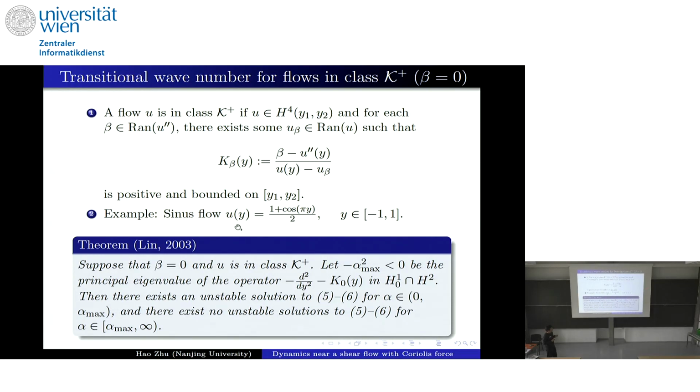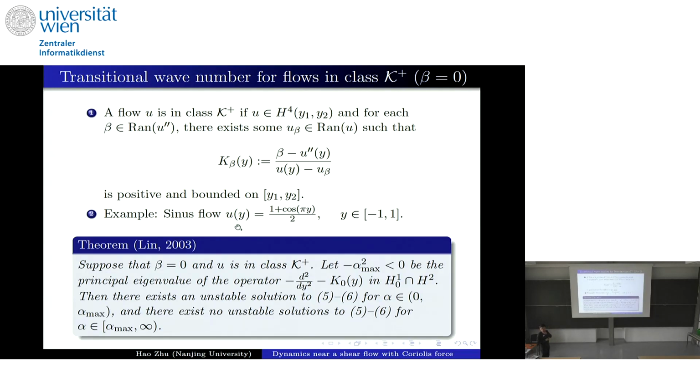Now let minus alpha max square, which is negative, be the principal eigenvalue of the Sturm-Liouville operator. Then there is a sharp condition for the linear stability. It says that if alpha, the Biot number, belongs to (0, alpha max), then there is linear instability. If alpha is larger than or equal to alpha max, then the shear flow is linearly stable.